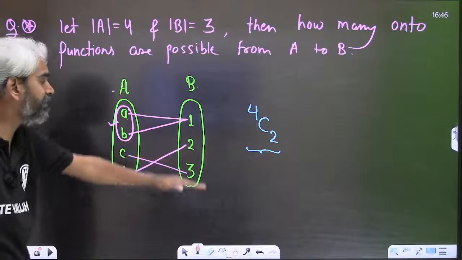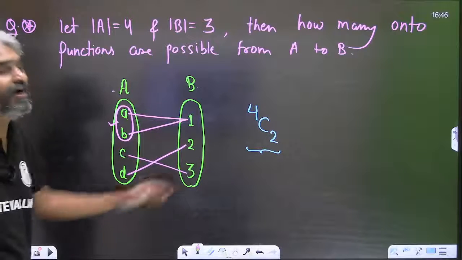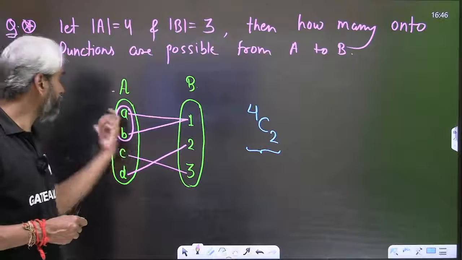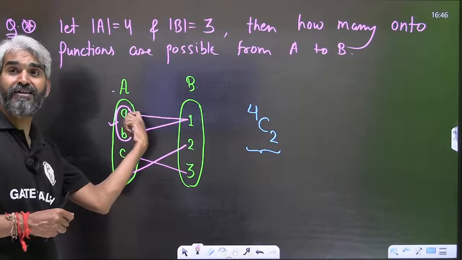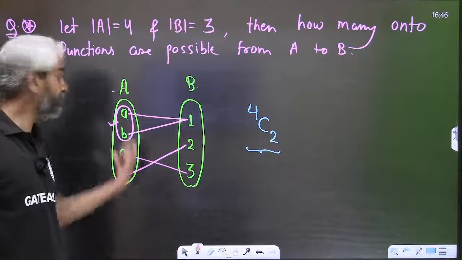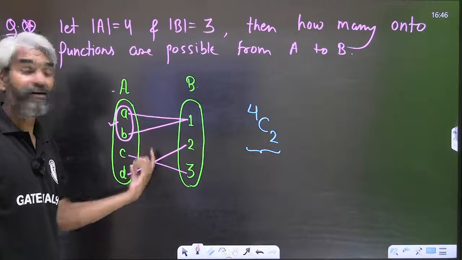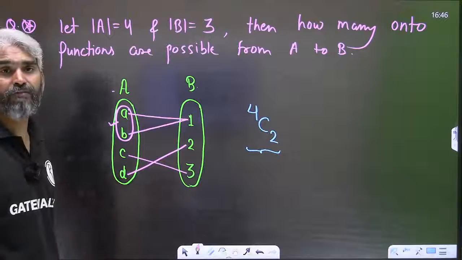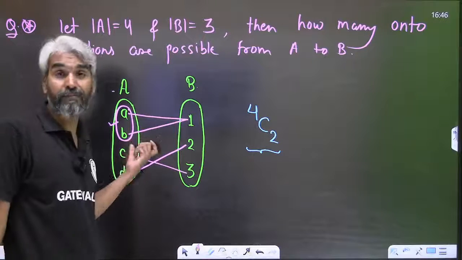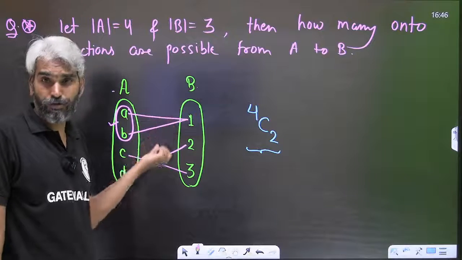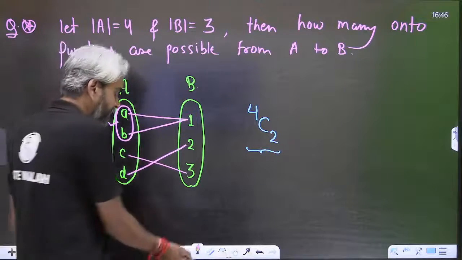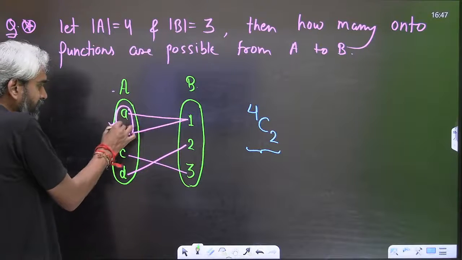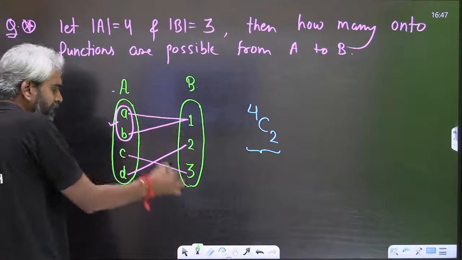How many elements are there in the codomain? Sir, 3 elements are there in the codomain. Now, once we have clubbed these 2 elements into a single element, the number of elements in set A will be exactly the same as the number of elements in set B, equal to 3. Clear? So if we have clubbed these 2 into a single element, then there are 3 elements in set A and 3 elements in set B.